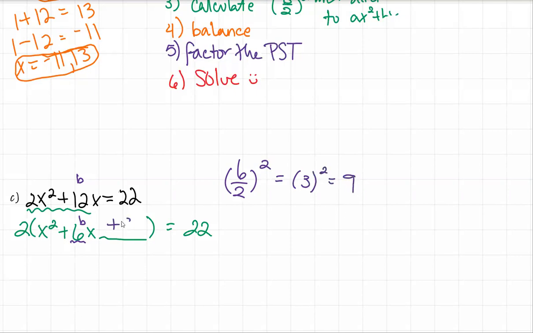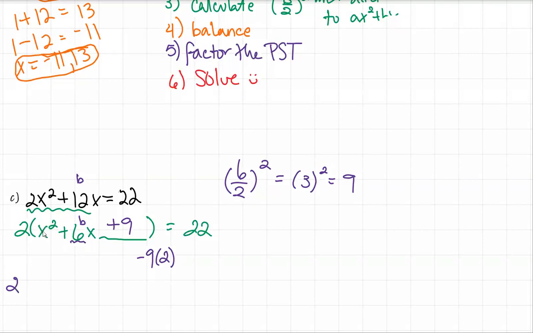So plus 9. Now, normally I have to balance by subtracting on the same side, but I'm not just going to subtract 9. I'm going to subtract 9 times 2, because whatever I do on the inside, I'm multiplying by 2. So I actually did not just add 9. I added 9 times 2. So if I add 9 times 2, I have to subtract 9 times 2. Okay, so let's see what we end up with.